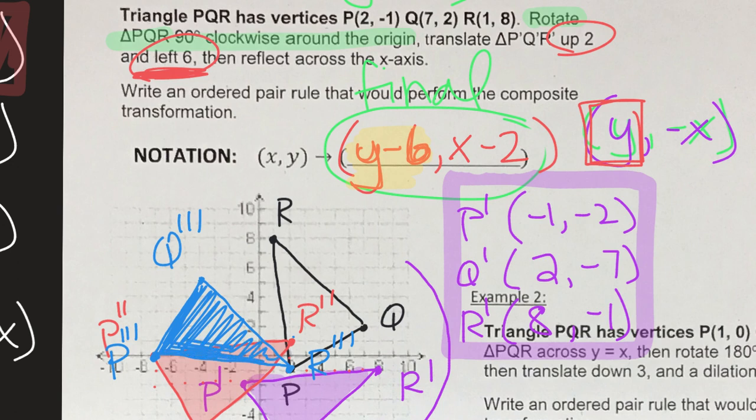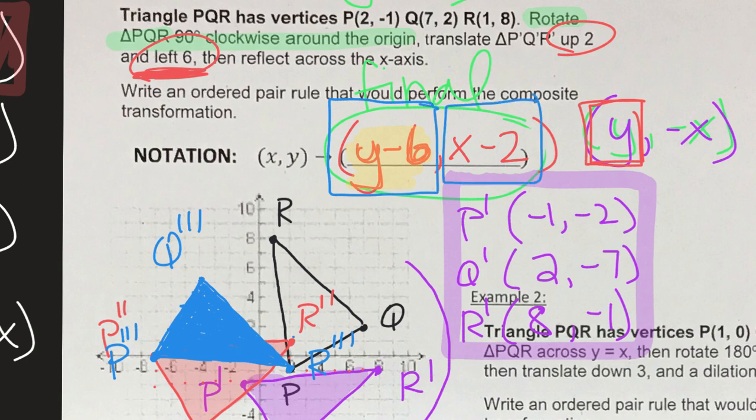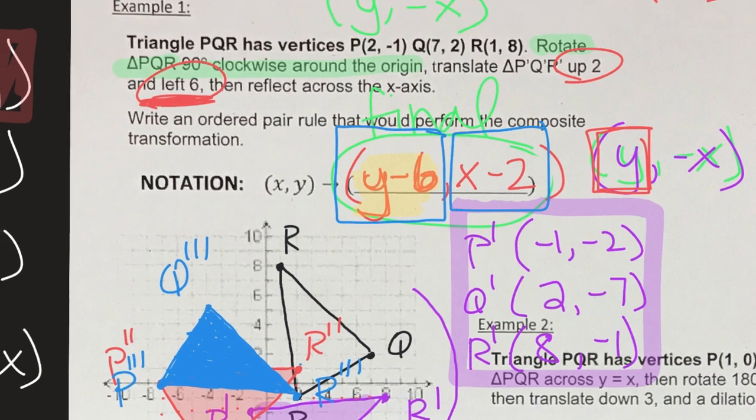Okay, so notice what happened to our notation. Every time you do a transformation, you adjust the notation of the previous transformation. We don't go back to the beginning and have another xy value, because we don't have an xy. We have something that has been changed already. So that would be your final answer. We find the x value by doing the y value minus 6, and you find the y value by doing the x minus 2. So let's see if that is true.